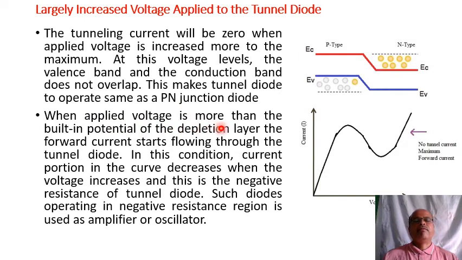When the applied voltage is more than the built-in potential of the depletion layer, forward current starts flowing through the tunnel diode. In this condition, the current in the curve decreases when the voltage increases, and this is the negative resistance of a tunnel diode. From this point to this point is the negative resistance. A diode operating in the negative resistance region is used as an amplifier or oscillator.